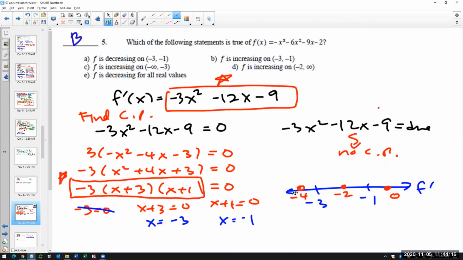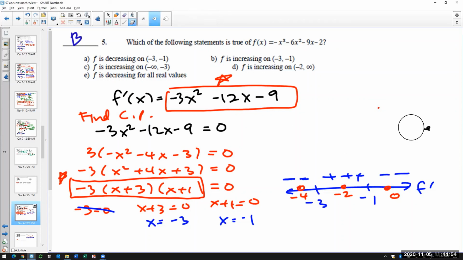If I plug in negative 4, I'll get negative 3 times negative 1 times negative 3. I think that's right. So then I'll get negative times negative times negative. So that's going to be negative. Okay. If I put in negative 2, I'll get negative 3 times positive 1 times negative 1. That's negative times positive times negative. That's going to be positive. Okay. And if I plug in 0, I'll get negative 3 times positive 3 times positive 1. That's negative times positive times positive. That's going to be negative.